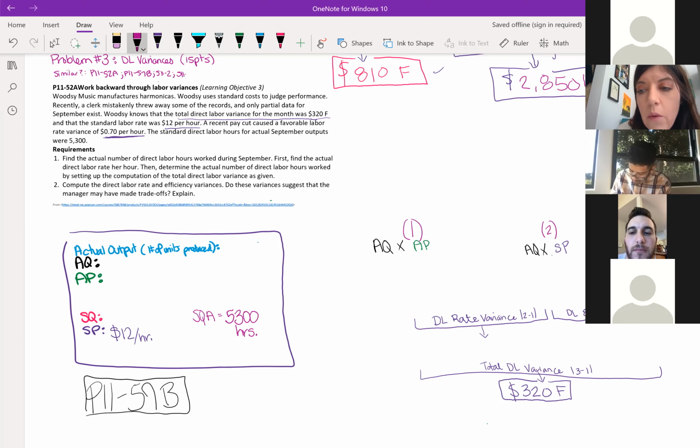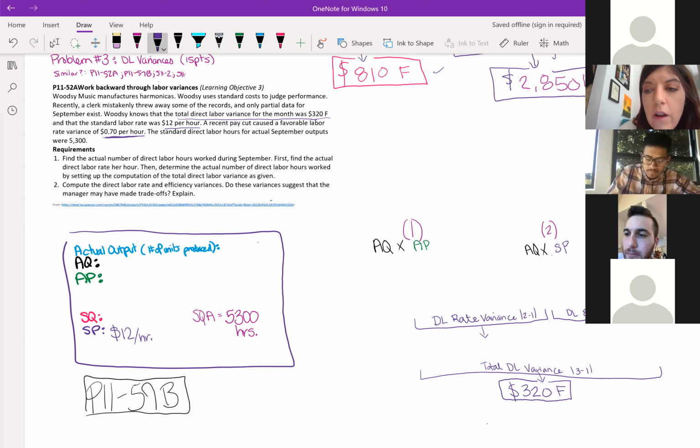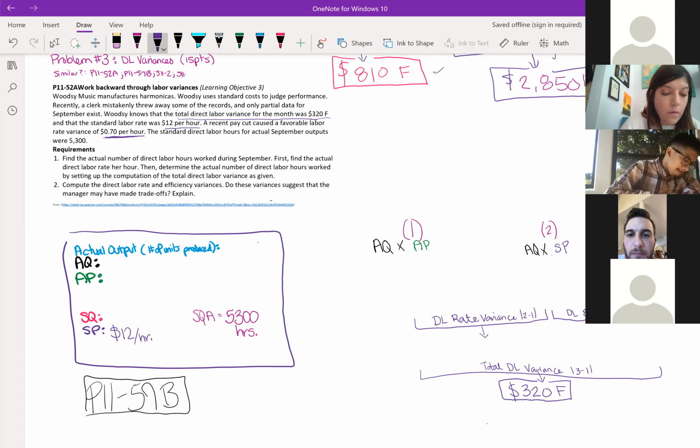So we can plug in what we have. Standard price is $12 per hour. So 5,300 hours times $12 per hour gives us how much we should have spent for direct labor. That's 63,600.